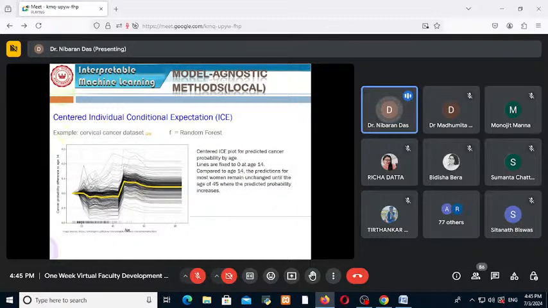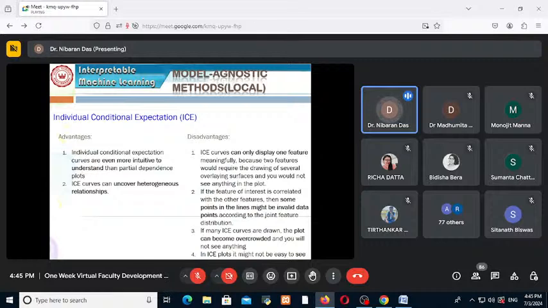Now this is a centered ICE plot for predicted cancer probability by age, and the lines are fixed to 0 here, at age 14. So the predictions for most women remain unchanged until the age of 45. After 45, the predicted probability is increasing.